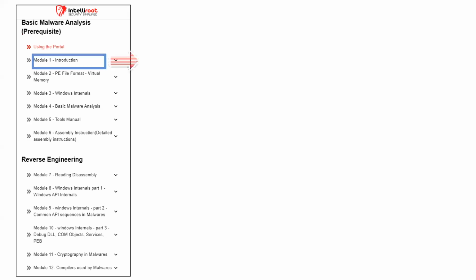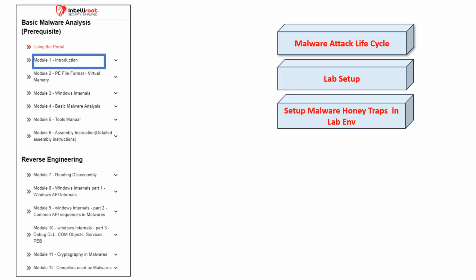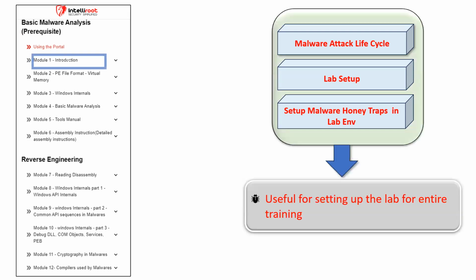Module 1 is the introductory module, which talks about the malware attack lifecycle. Here you are going to learn about the lab setup, where it is also covered about setting up honey traps for analyzing malwares in the lab environment. This module would be useful for setting up the lab, which is required for the entire training.